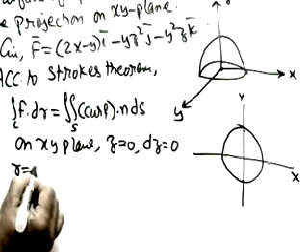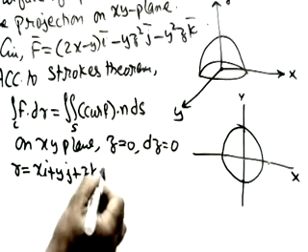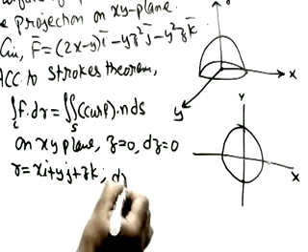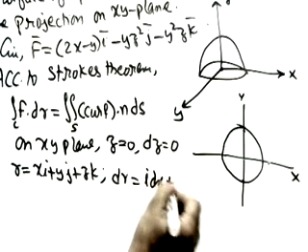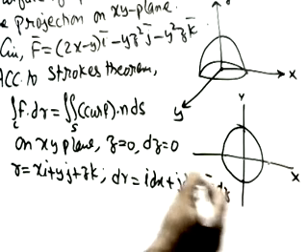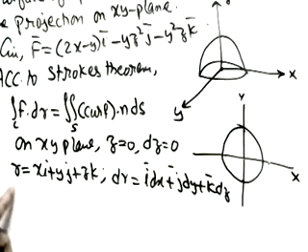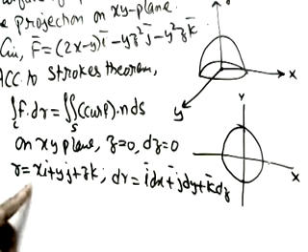Second thing, you see here, the value of r is x i plus y j plus z k. Also we write dr. So the value of r is x i plus y j plus z k, and dr will become i dx plus j dy plus k dz.